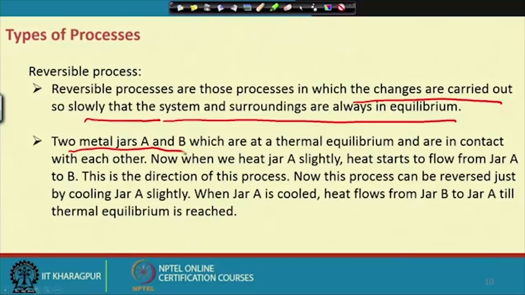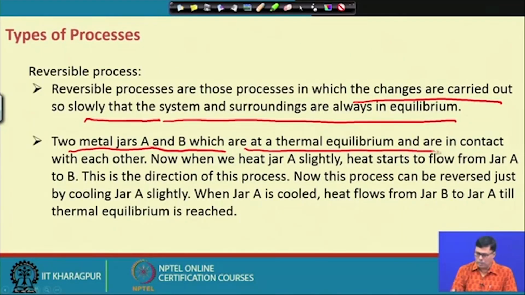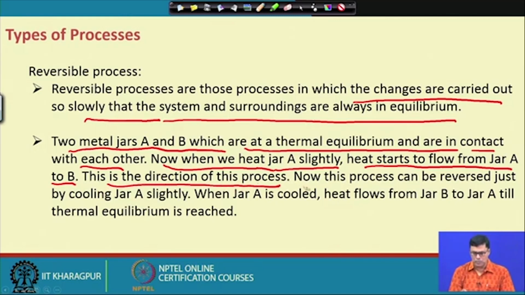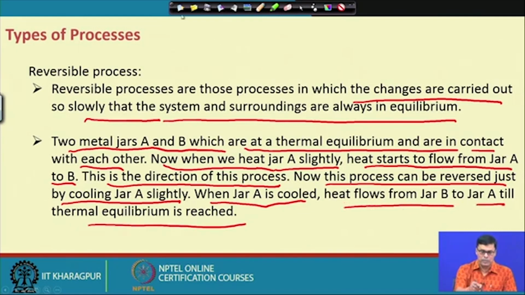So, this is like two metal jars A and B, which are in thermal equilibrium, in contact with each other. Now, when jar A is heated slightly, heat starts to flow from jar A to jar B, and this is the direction of the process. Now, this process can be reversed just by cooling the jar slightly. Then when the jar is cooled, heat flows from B to A till thermal equilibrium is reached.